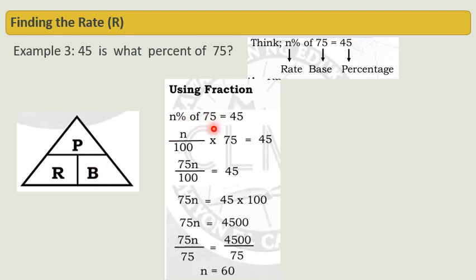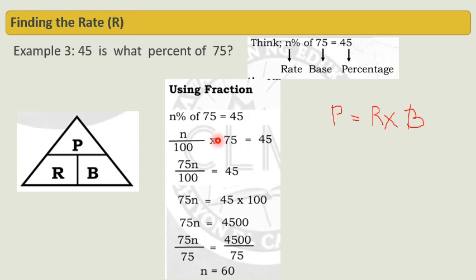So, dito, kung gagamit tayo ng fraction, apply lang natin yung kanina, yung percentage is equal to rate times base. So, ang rate natin is wala. So, magiging n over 100. Gawin natin siyang over 100, kasi hindi natin siya pwede gawing decimal, hindi natin alam kung ano ang value ng n. So, n over 100 times yung ating base, which is 75, equals 45.